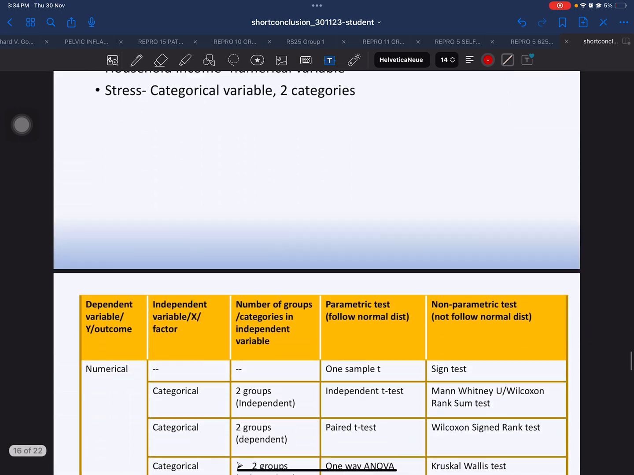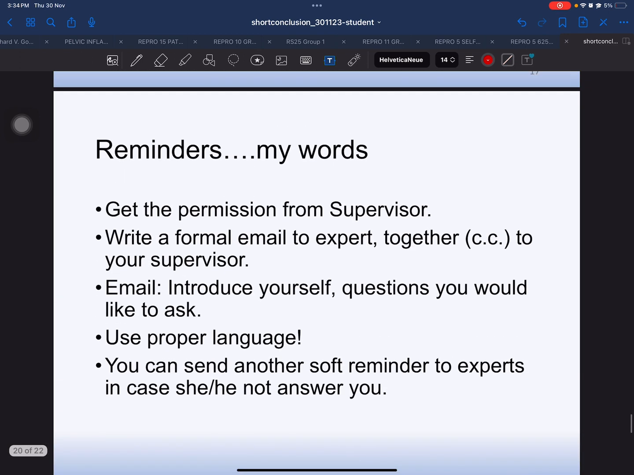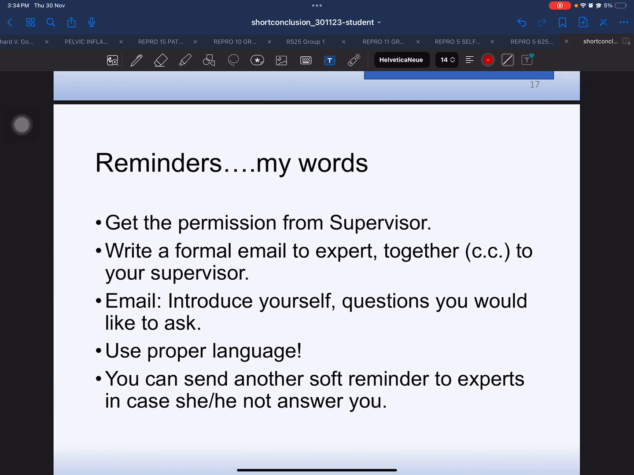I don't know why, I deleted one page, I don't know why.